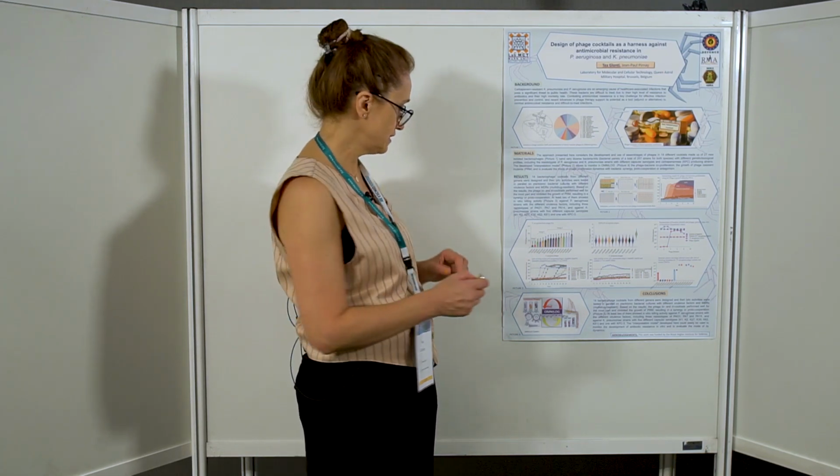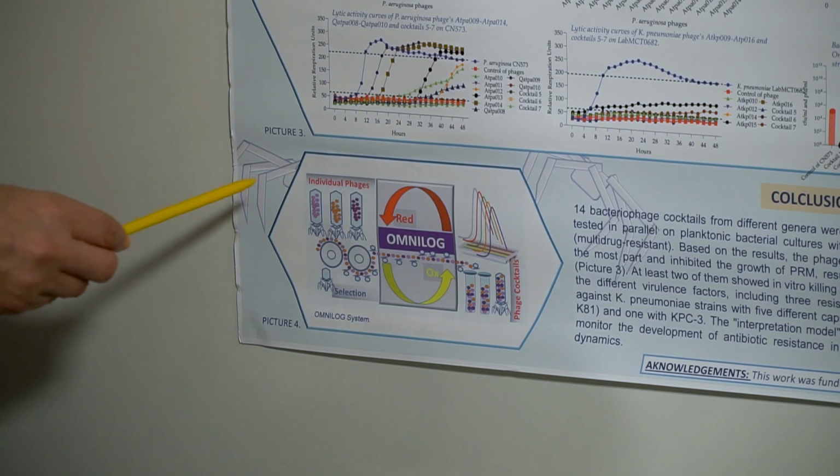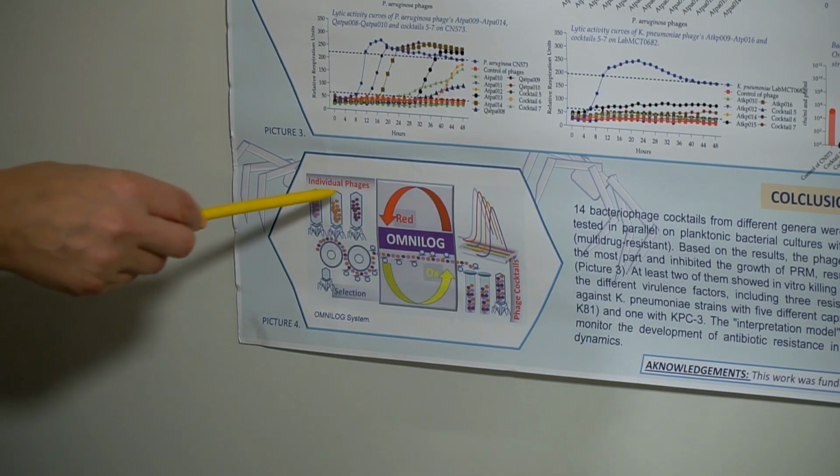The phage lytic activity was studied in parallel for each individual phage on planktonic bacterial cells in the OmniLog system, which generates high-throughput kinetic readouts based on respiration of bacterial cells.